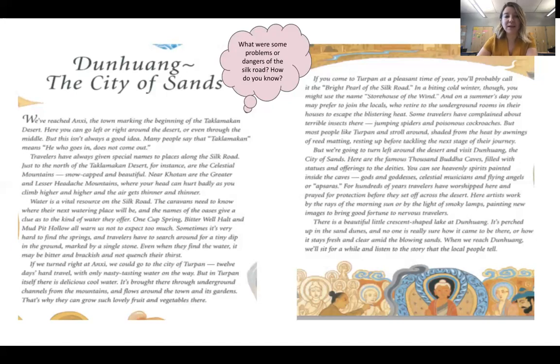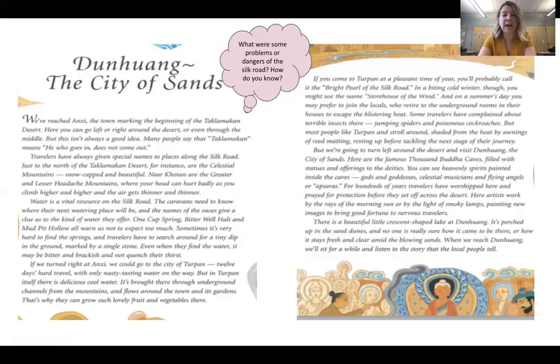I'm noticing that water is a vital resource on the Silk Road, and the caravans need to know where their next watering place will be, and the names of the oases give a clue as to the kind of water they offer. They list these names and then they say they all warn us not to expect too much. So it seems like one problem is that you really need water, and even when you come across water, it might not be that much water.